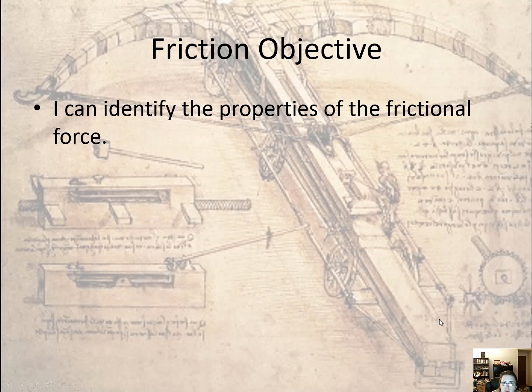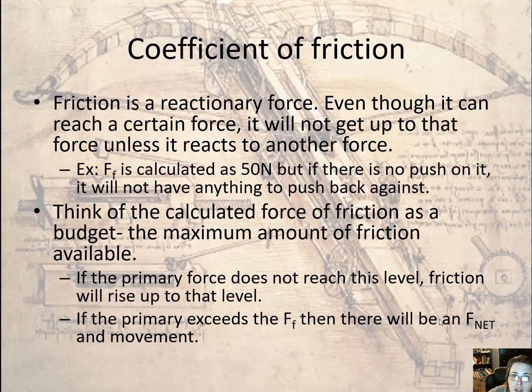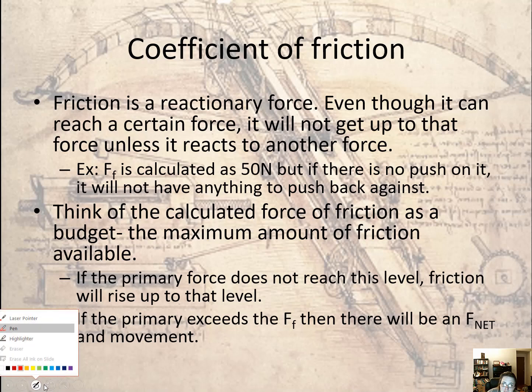Today we are going to work toward identifying the properties of the frictional force. So friction is a property of two materials that slide or move past one another. It's not always sliding, but as they move past one another, there are different types of friction. So the coefficient of friction is represented by the Greek letter mu, and I will draw that in just a second. So the Greek letter mu looks like that. And so friction is a reactionary force.